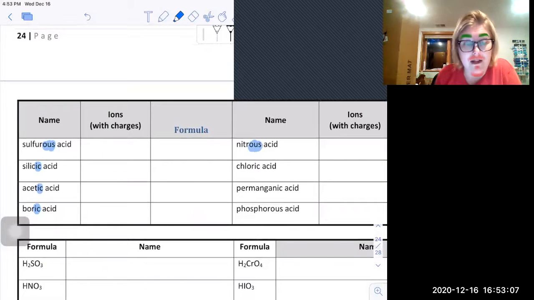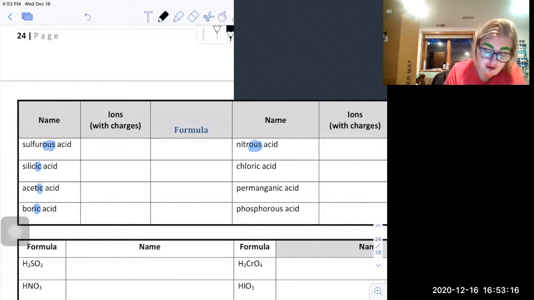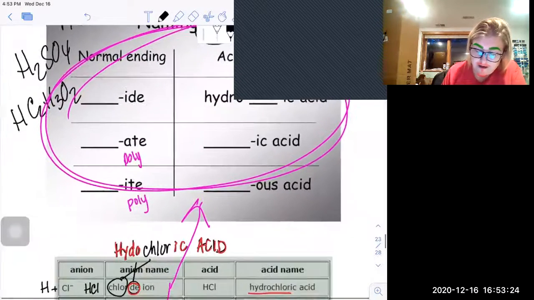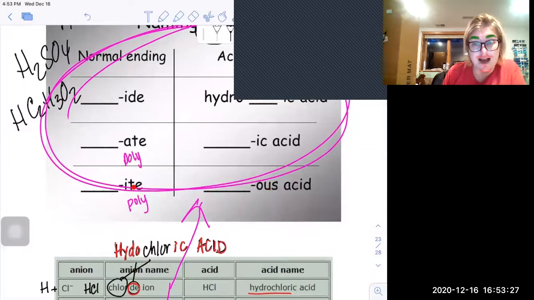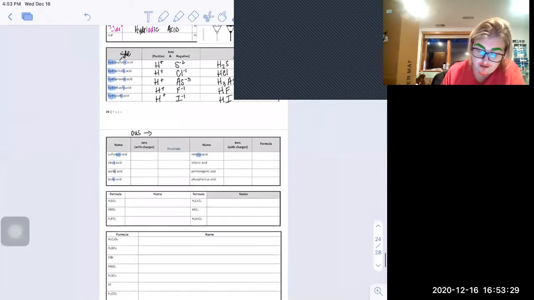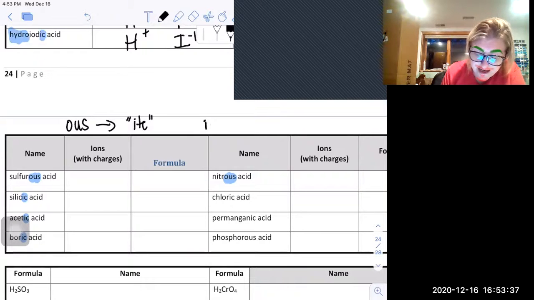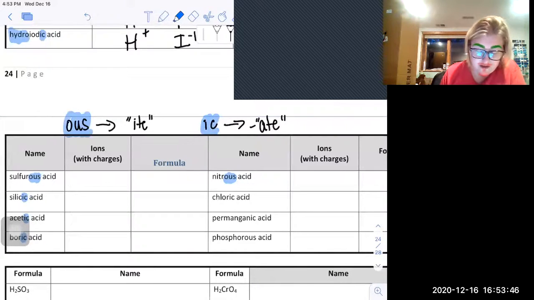This is where our polyatomics come into play. That's why I have this ion box here for you. A couple of reminders: if you have an OUS ending, that means it was originally ITE. If I have an IC ending, that means it was originally ATE.